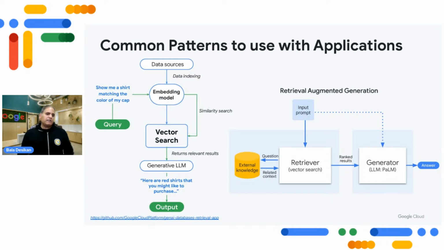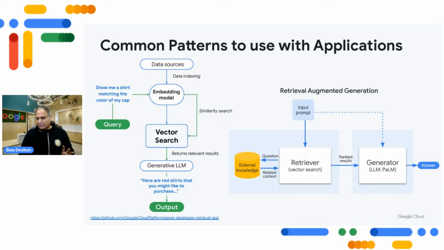So commonly, there are 2 patterns that you use to integrate with your applications, right? On the left-hand side, what you see is you have data sources. Think of data sources as any application and any data store that you want to use to enable Gen AI capabilities for your applications. So from a question perspective, somebody is trying to get information, right? So show me a shirt matching the color of my cat, right? In this case, you can do it through an image and say, hey, here's an image, show me something like this. Or you can have a natural language query come in, right?